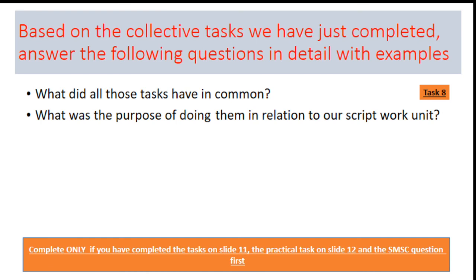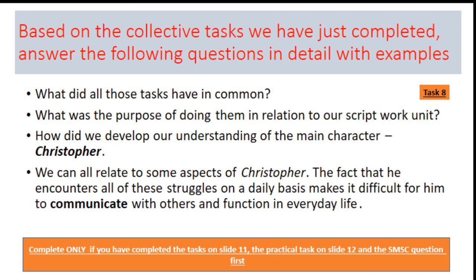Task 8 then. So obviously we're still back on the worksheet now. So based on the collective tasks that you've just completed, answer the following questions in detail with examples. What did all of those tasks have in common? What was the purpose of doing them in relation to our script work unit? How did we develop our understanding of the main character?